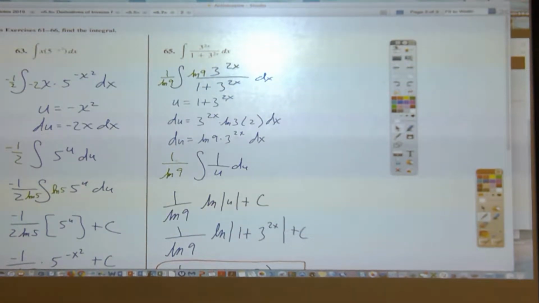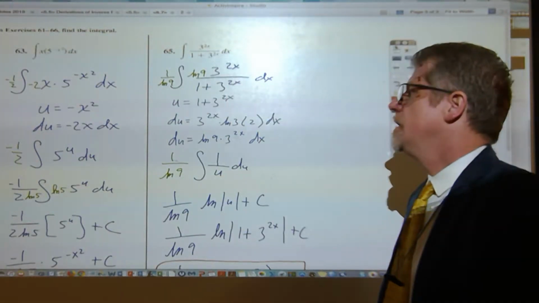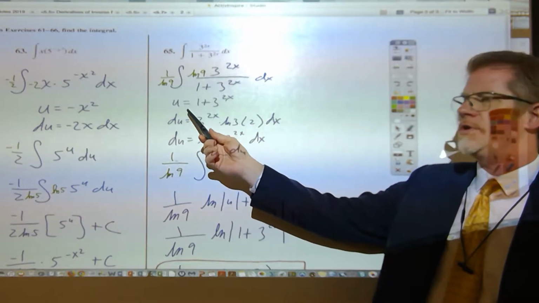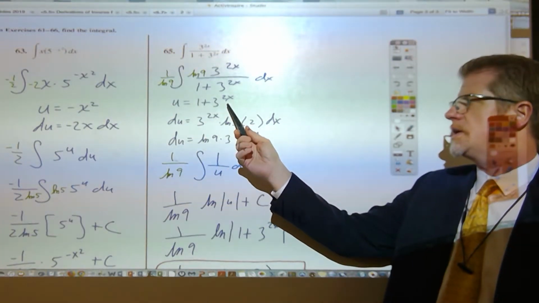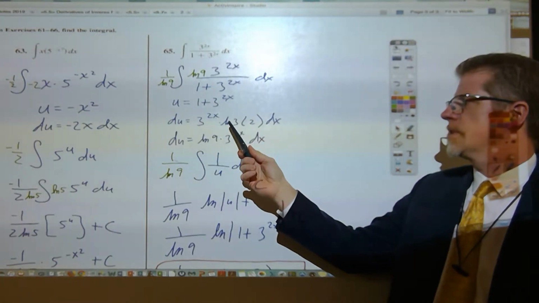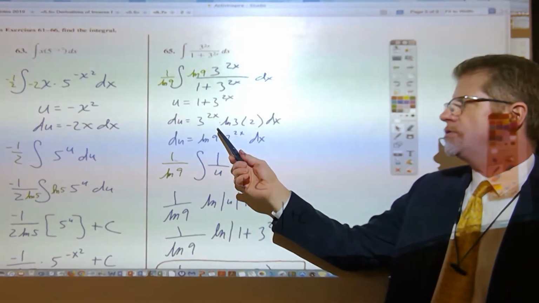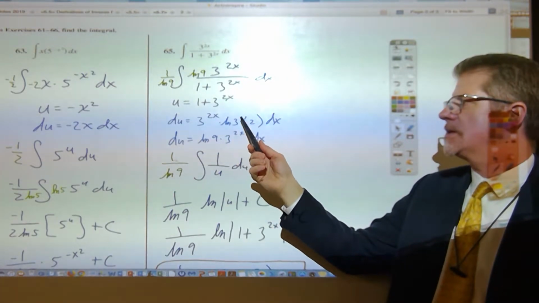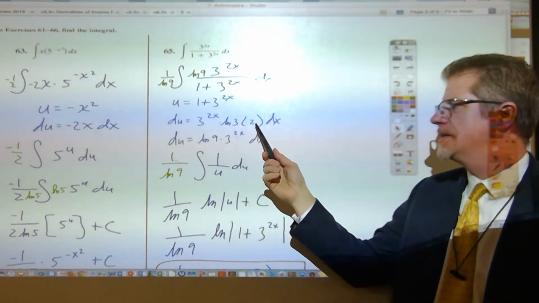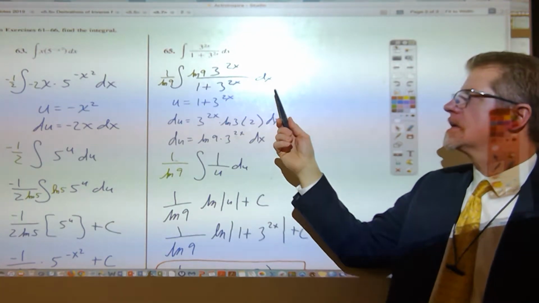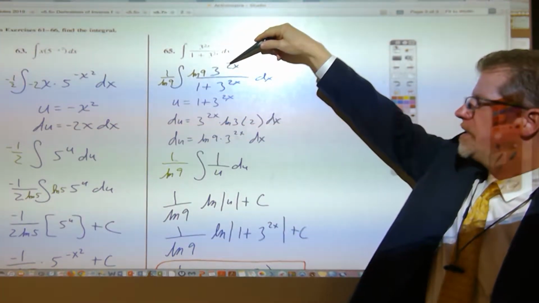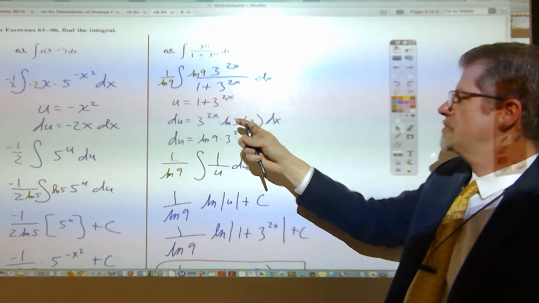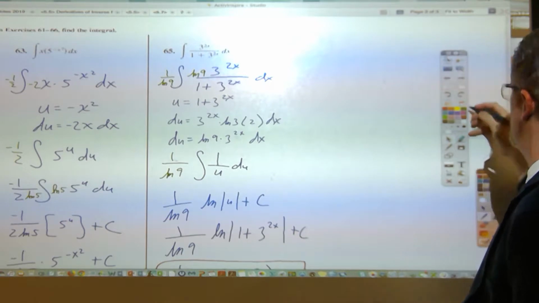Just to first of all give you a talk through on this. Look how nicely this problem unfolds if you decide to let u equal 1 plus 3 to the 2x. In that case, du would be 3 to the 2x natural log 3 times the derivative of 2x dx. Compared to what we have, we've got the 3 to the 2x. We don't have the natural log 9. Keep in mind that natural log 3 times 2 is natural log 9.